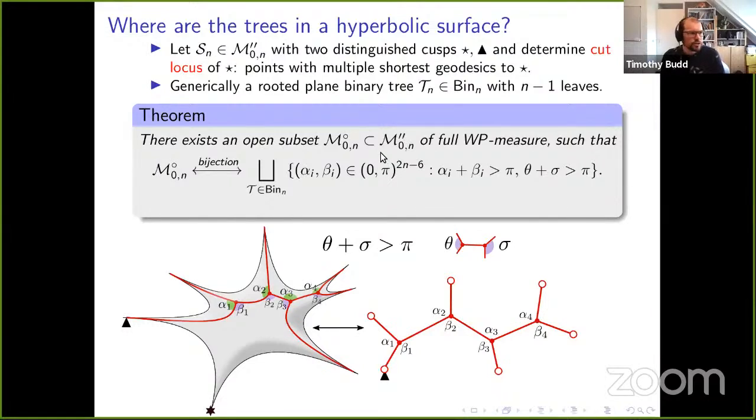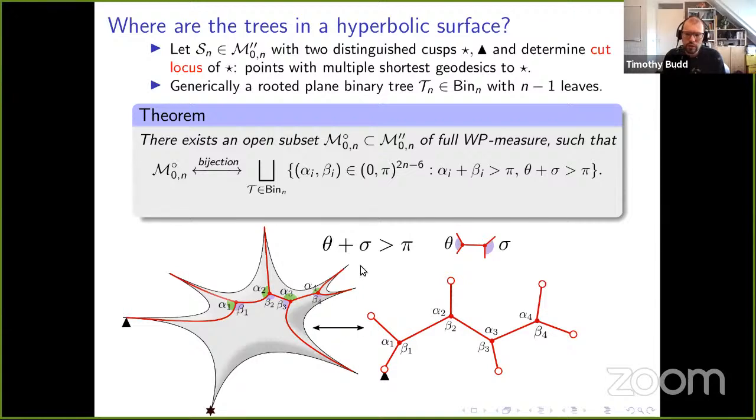It's not entirely true that it's always a plain binary tree, because it can happen for some special hyperbolic surfaces that we have vertices of higher degree. Or it can also happen that we have more than one geodesic running into the cusp. But all these singular configurations together have 0 Weil-Petersson measure. They have probability 0 of occurring.